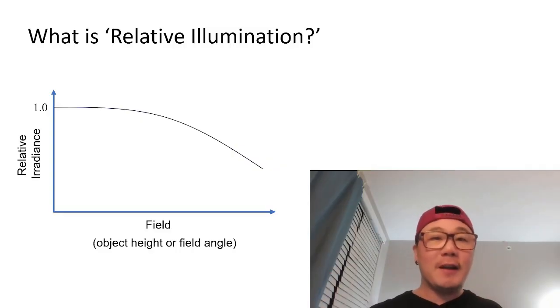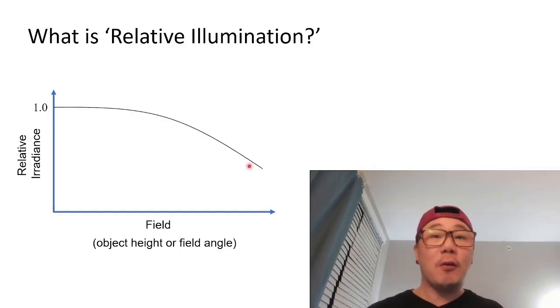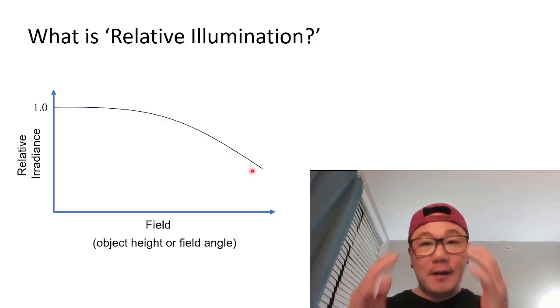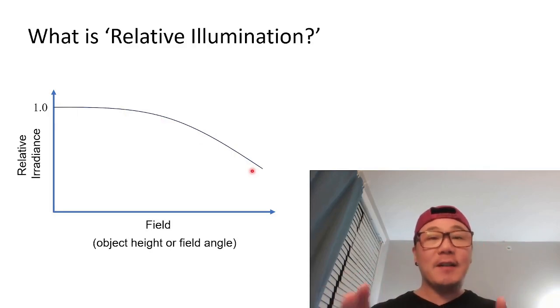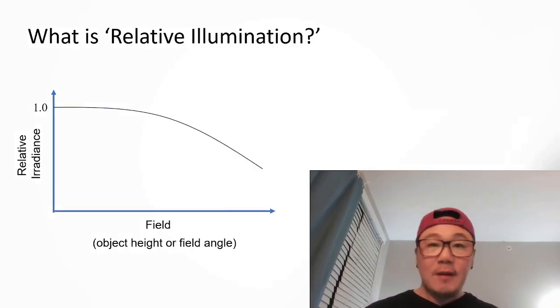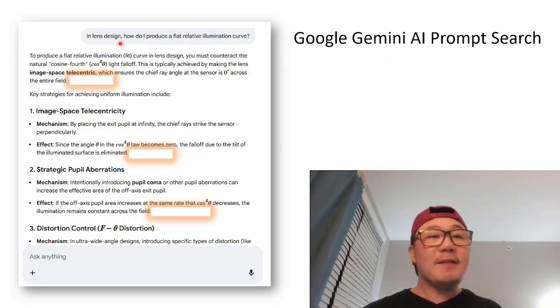So if you call up the plot in a lens design program like Zemax, for example, you may expect a profile like this because you're thinking of probably the cosine fourth law, but that's just one part of it. It's more than that because you can tune the lens design to make this profile flat and uniform. But if you're new to lens design and you do a Google search, let's say you go to Google Gemini, do an AI prompt search with a prompt in lens design: How do I produce a flat relative illumination curve?